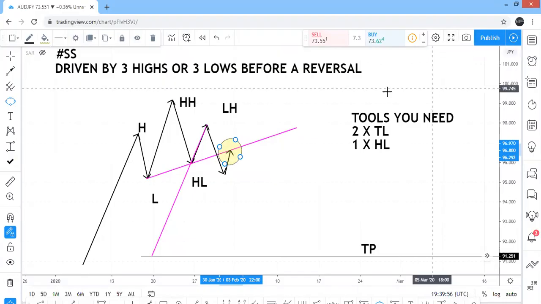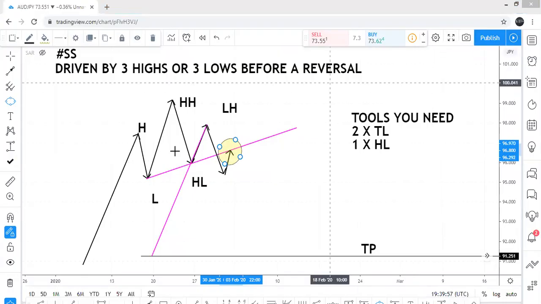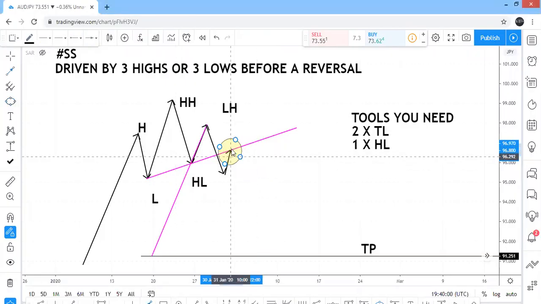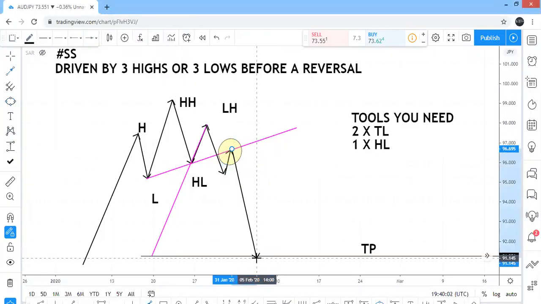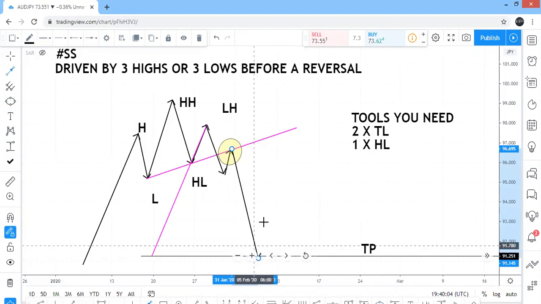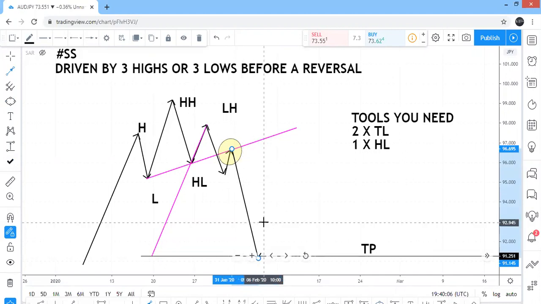Are you looking to sell or are you looking to buy? It's a selling opportunity. Very good. So now you're looking to sell and you already have your take profit in mind, which is down where your horizontal line is. Now, where do you put your stop loss?